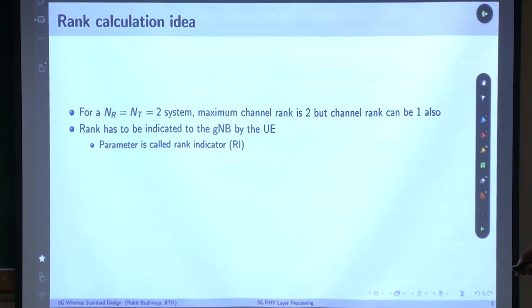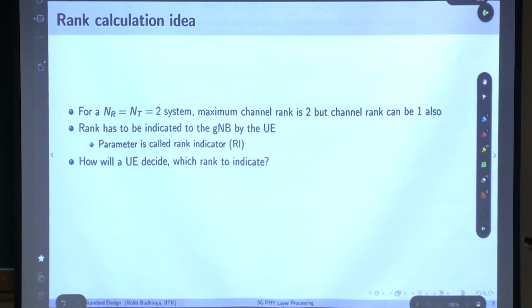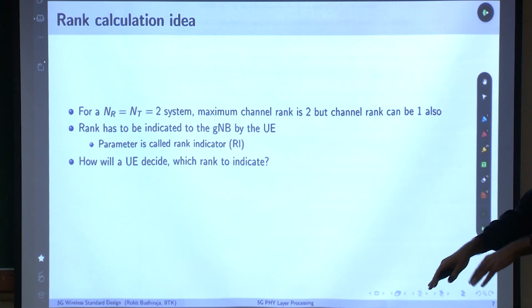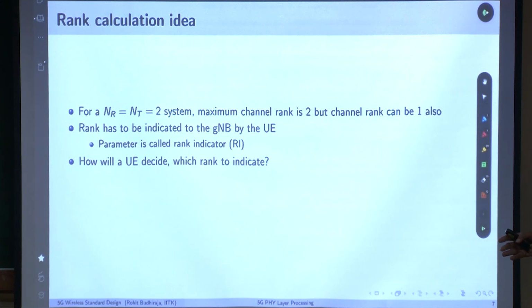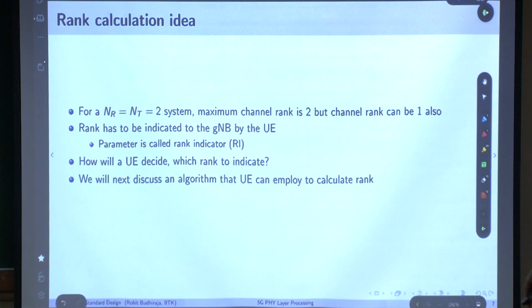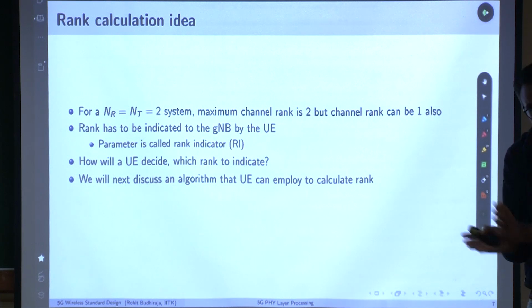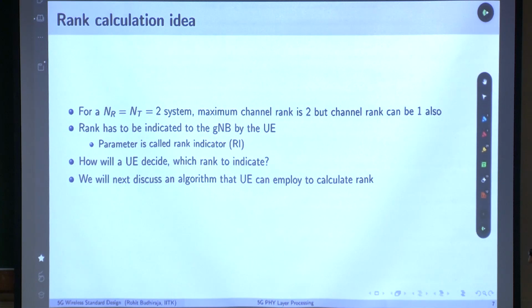And how will a UE decide which rank to indicate? There should be some recipe. Again, I'll teach you from very basic principles. If you have understood what has happened on the last slide, how to calculate the sum rate, this rank calculation recipe will also be easy to understand. So we'll next discuss an algorithm that the UE can employ to calculate the rank. The recipe I'll give you for this system, how to calculate the rank.